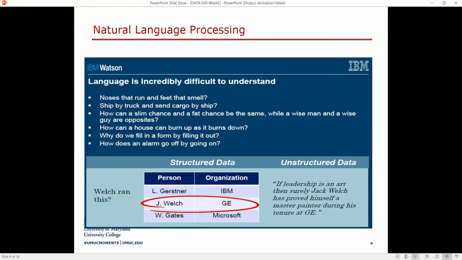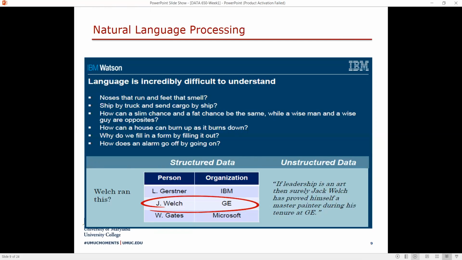Now, if you are not provided with this structured form, but with the sentence on the right: if leadership is an art, then surely Jack Welch has proved himself a master painter during his tenure at General Electric. You understand the nuance of natural language, which symbolically uses the painter's work for the mastery of a manager. If we want the computer to interpret all this nuance correctly and actually get insight from the data, we have to do quite complex work, because even as humans, when we read this sentence, we have to reread it one or two times in order to understand what it means.